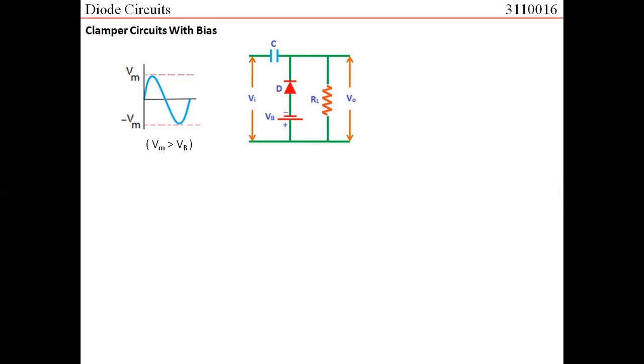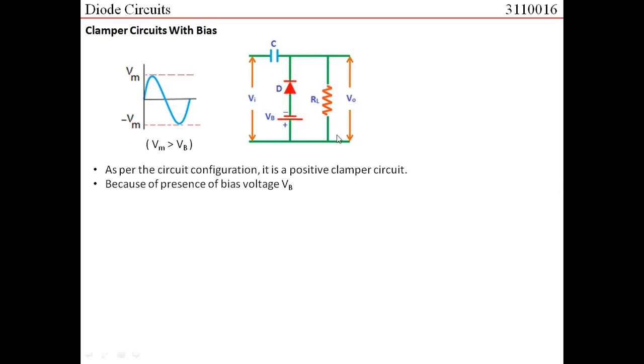Fine. I'm sure you would have been able to get some insight into this question. Let us see what the basic considerations are. As per the circuit configuration, this is basically a positive clamper. Because of the presence of bias voltage Vb, what are the changes? The capacitor would now not charge to Vm but to Vm minus Vb. And mind well, because it is a positive clamper, the current is going to flow in this direction. So this terminal of the capacitor is going to be positive and this is going to be negative, and hence we would call it minus (Vm minus Vb).